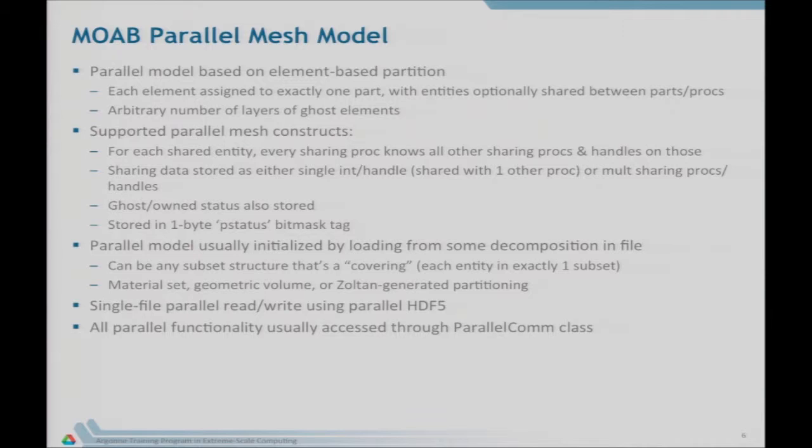And so in general, the parallel model for MOAB is that locally each instance of the library looks like a local mesh, and any parallel characteristics of it you can think of as annotations on the mesh. So you can get all the vertices in your local mesh and say, okay, now which ones of these are shared with other processors, and ParallelComm provides functions for querying that kind of parallel data.